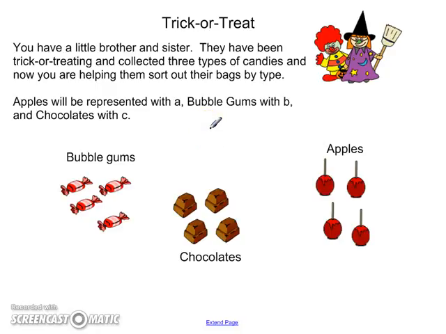So now, this is how I like to begin the little presentation on simplifying algebraic expressions. You have a little brother and sister. They have been trick-or-treating and collected 3 types of candies, and you are now helping them sort out the bag by type. We will represent our types by letters. Apples will be A's, bubble gums will be B's, and chocolates will be C's. Okay, so we have our A, B, C to represent the type of candies that we have.